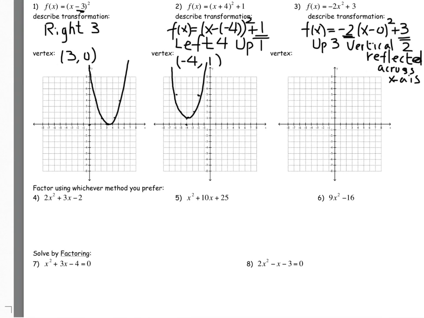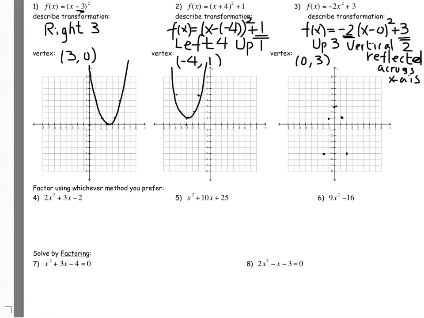So where's our vertex? Vertex is located at 0, 3. So locate your 0, 3. Actually, that's going to be our y-intercept point too, 0, 3. Vertically stretched by 2. So I go right 1, I go down 2. I go right 2, I go down 4 times 2, which is 8. Left 1 down 2, left 2 down 8.